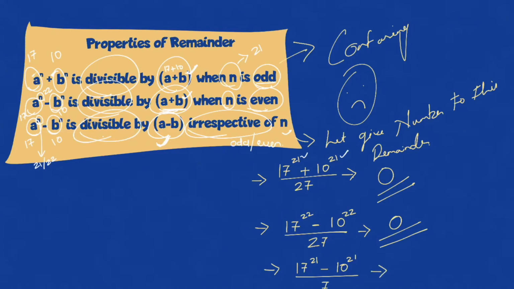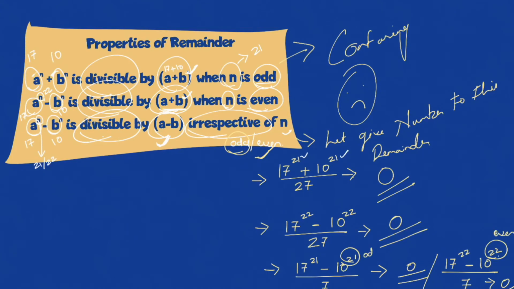Okay, if it is divisible, then the remainder has to be what? 0 in this case. Let's take the second part of this property when n is even. When n is even, so what will you say? 17 raised to 22 minus 10 raised to 22 will always be divisible by a minus b, 7. So the remainder in this case will always be 0. Okay, in this case n doesn't matter. It could be odd or it could be even. That is the beauty of the third property of remainder.